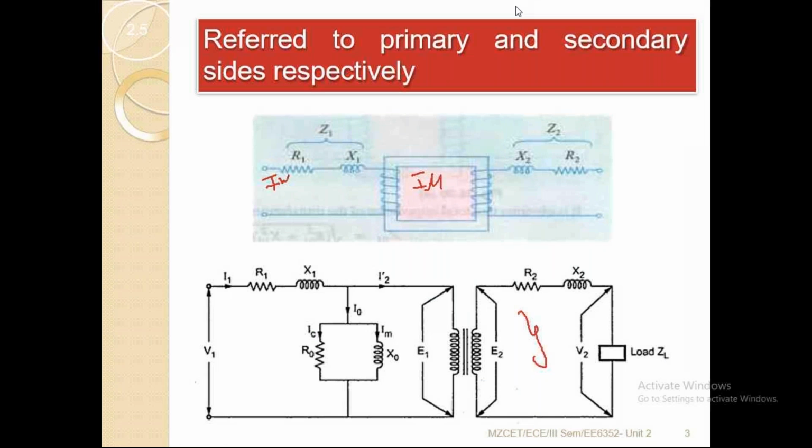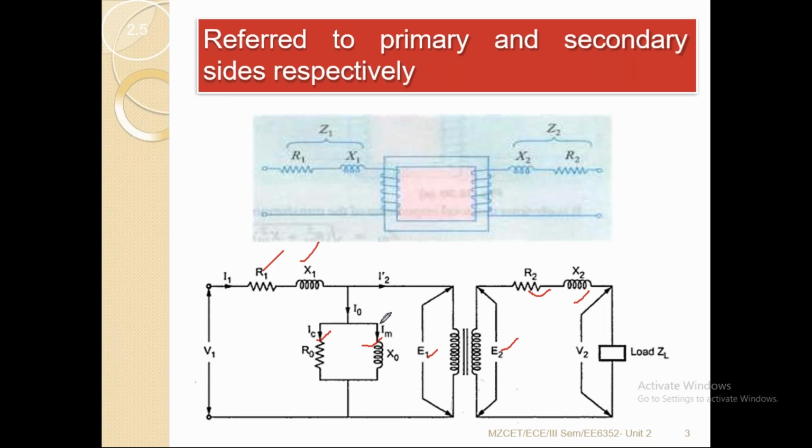Right. So this is the representation of a single phase transformer in terms of its equivalent circuit. Let me see what parameters are involved in the equivalent circuit. That is R1, X1, R0, X0, E1, that is the induced EMF in the primary, E2 is the induced EMF in the secondary, R2 and X2, and V2, that is the voltage across the load.